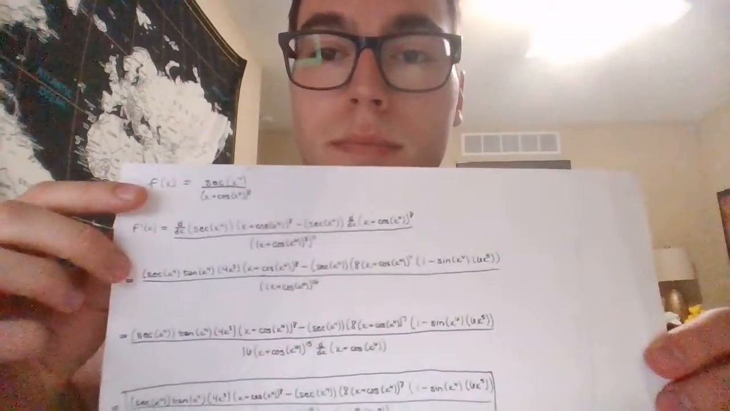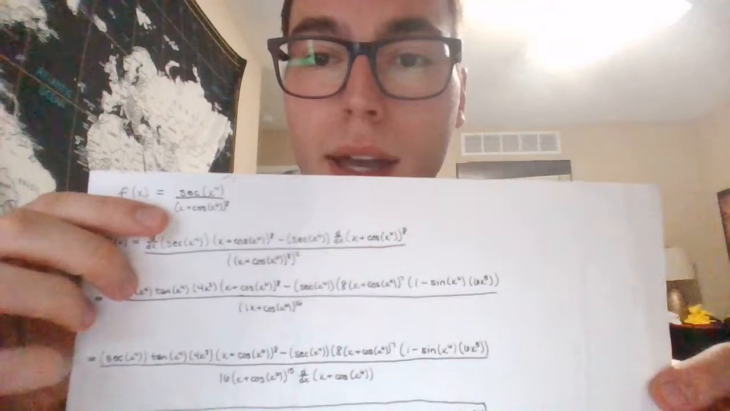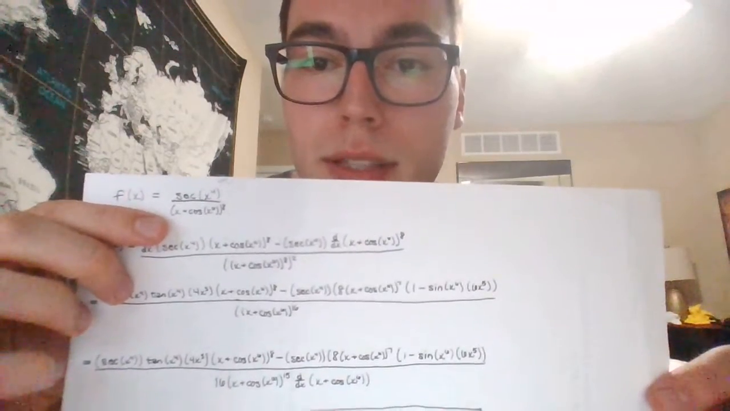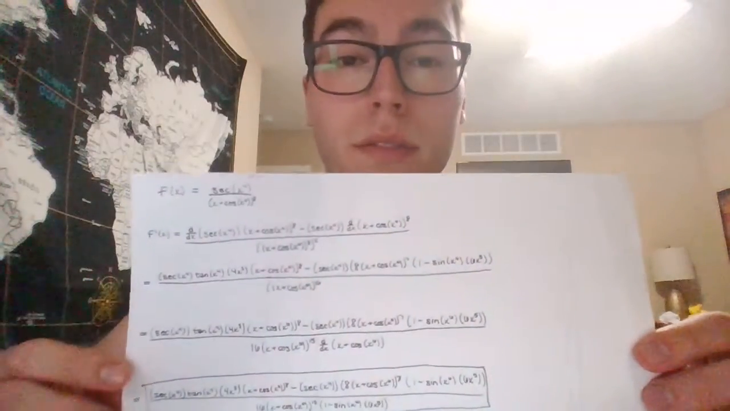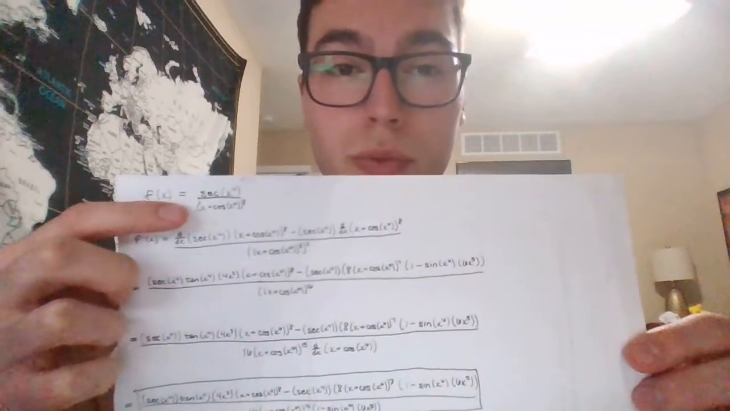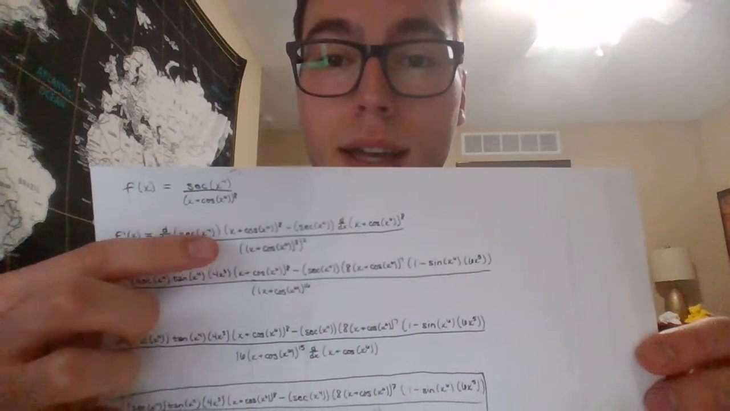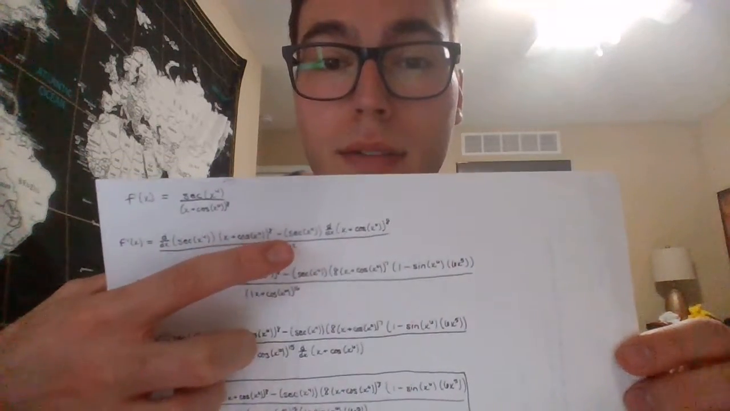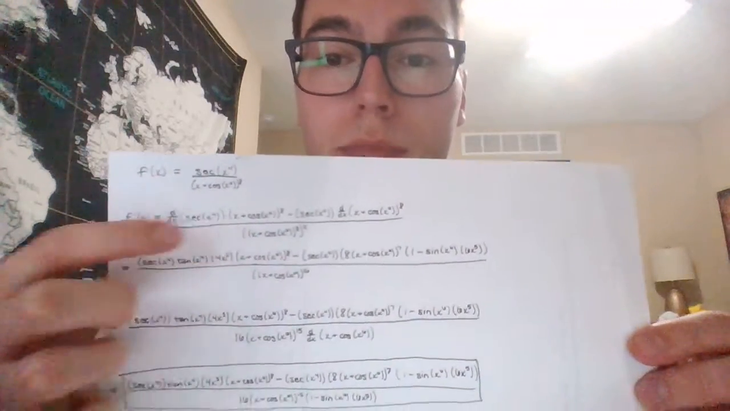Alright, ladies and gentlemen, I'll be doing a problem over topic B, which is secant of x to the fourth over x plus cosine of x to the sixth, all to the eighth power. So the first thing you want to notice here is that this is a quotient rule. So what we're going to do is take the derivative of f times g minus f times the derivative of g, all over our denominator here squared.